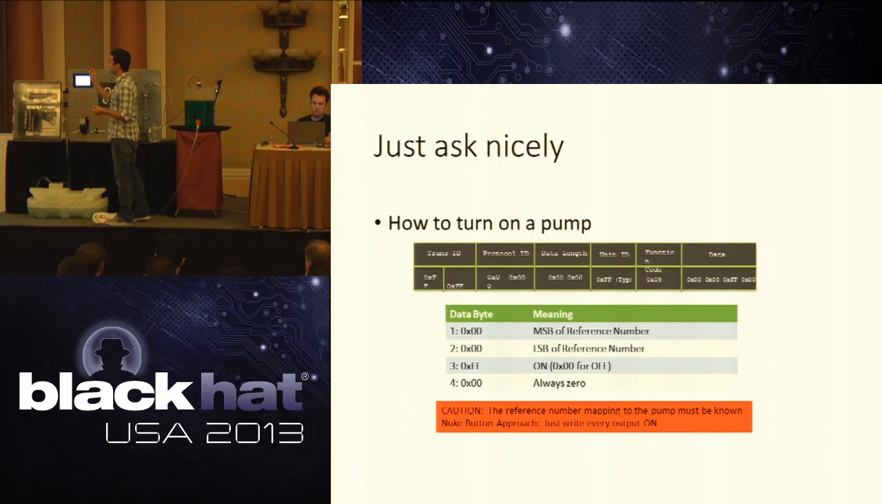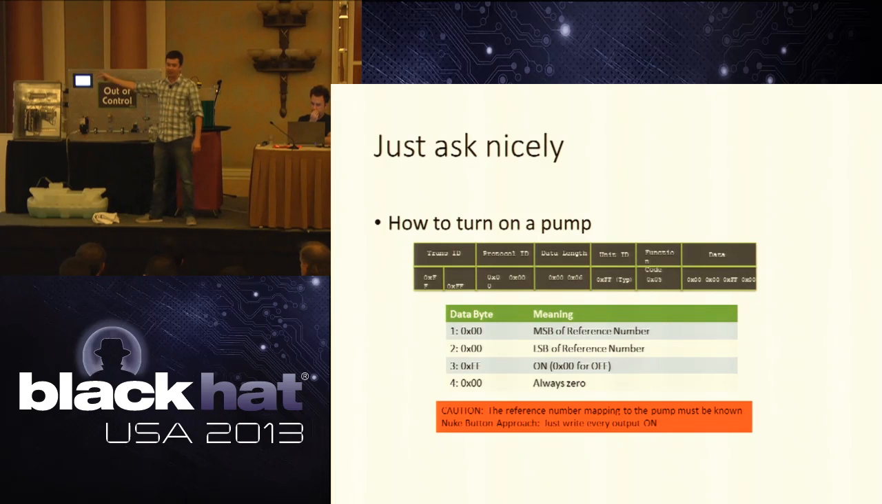So our data is that table down there. We have the most significant byte of our reference number, the least significant byte of our reference number, and I'll tell you in a second what a reference number is. Then whether or not we want it to be on or off: FF is 1, 00 is off, and the last one is just always 0.